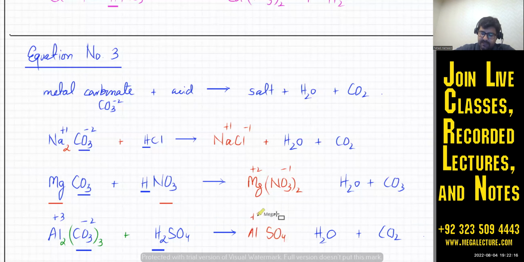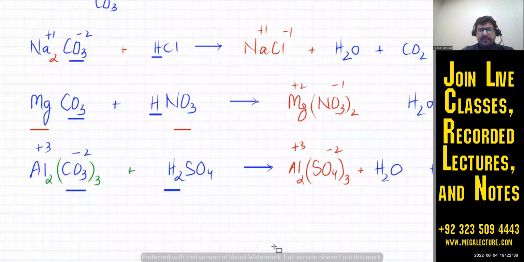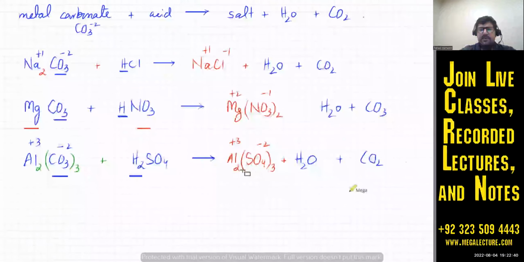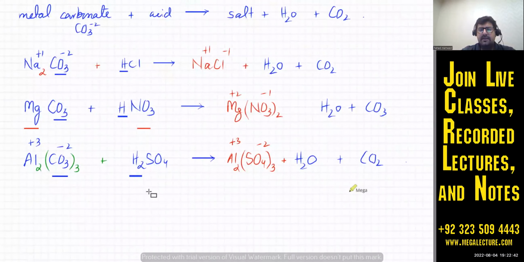Al is +3. SO4 is -2, so it's going to be Al2 and SO4 thrice. Okay, so Al2(SO4)3. That's what your salt is going to be. So you clear it. Just remember that this number over here, you get it from crisscross, right? Like this.